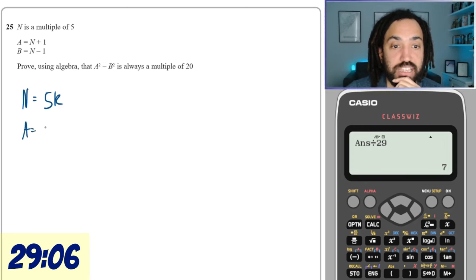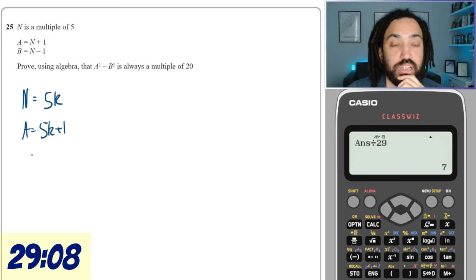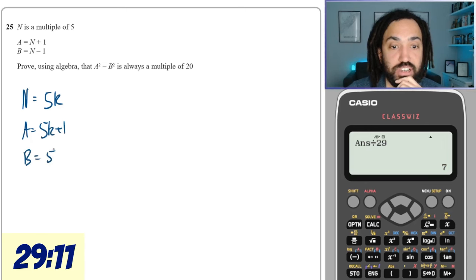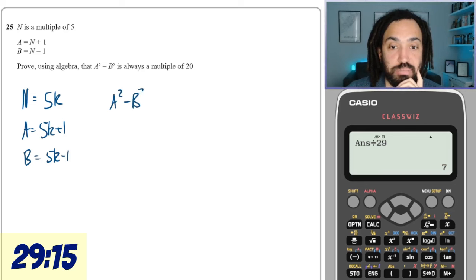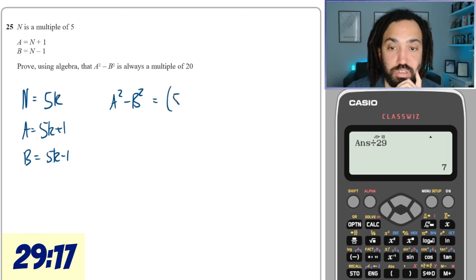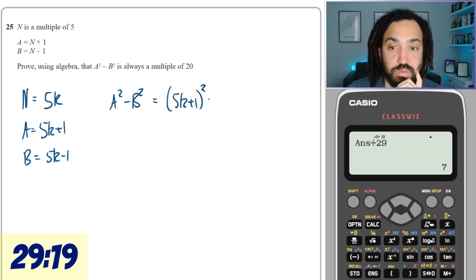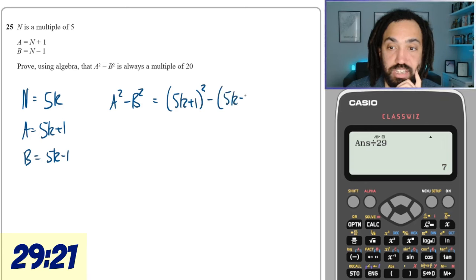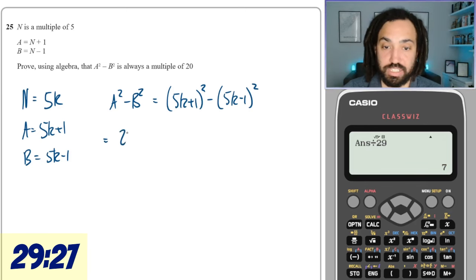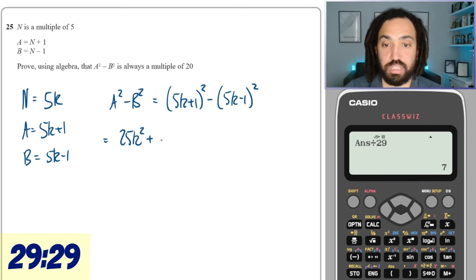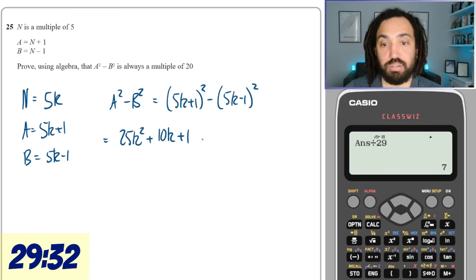Okay, so that means that a is equal to 5k plus 1, and b is equal to 5k minus 1. So a squared minus b squared is equal to 5k plus 1 squared minus 5k minus 1 squared. Okay, so 5k plus 1 all squared is 25k squared plus 10k plus 1.